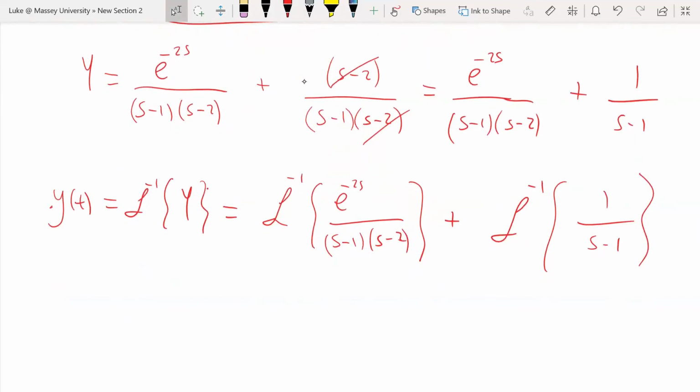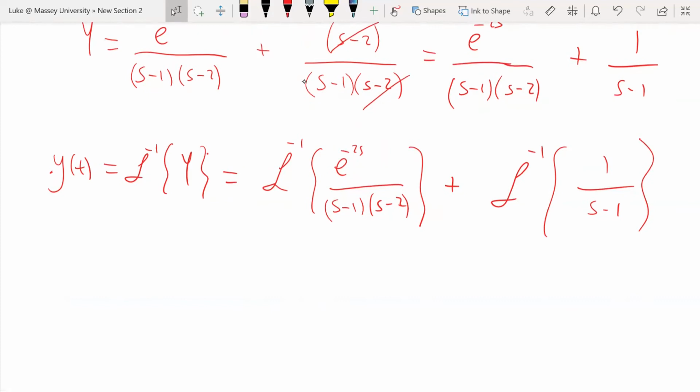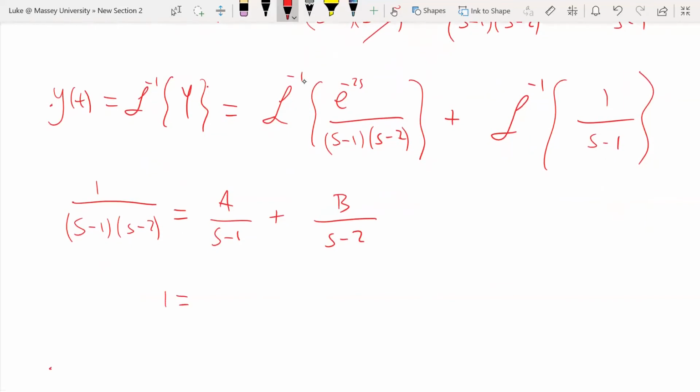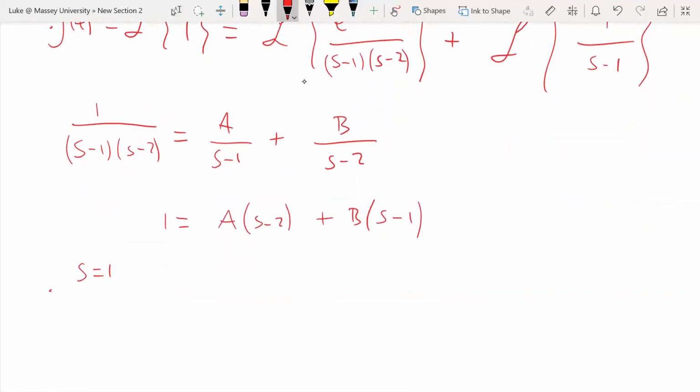Now, the first term, I might need to use partial fractions on this. So 1 over s minus 1, s minus 2 is equal to a over s minus 1 plus b over s minus 2. If I cross multiply, I get 1 is equal to a times s minus 2 plus b times s minus 1. Now let's try s equals 1. Then the b term is going to be 0, so I get a equals negative 1. If I use s equals 2, the a term is going to cancel, and I get b is equal to 1.